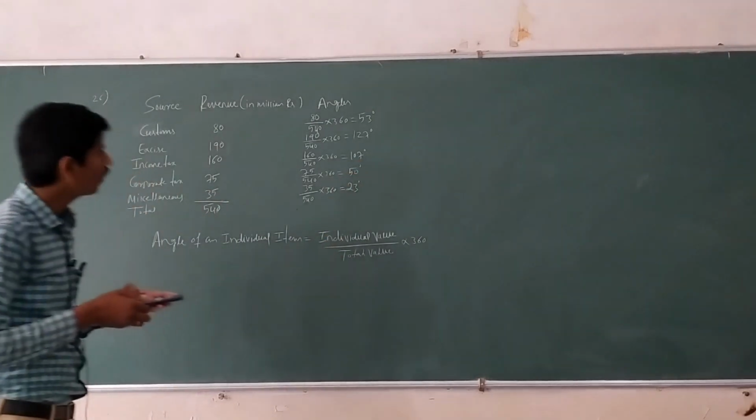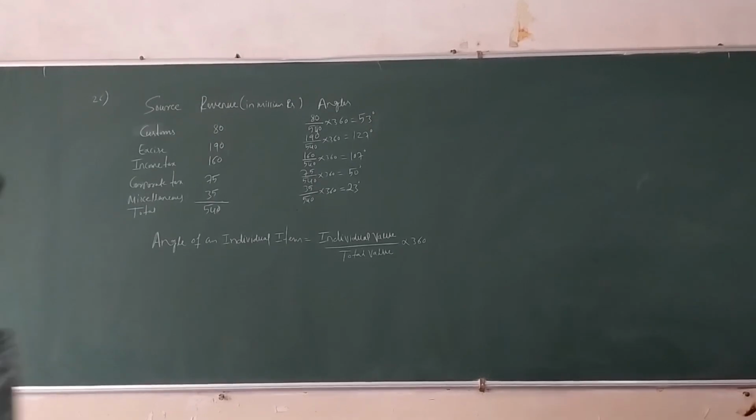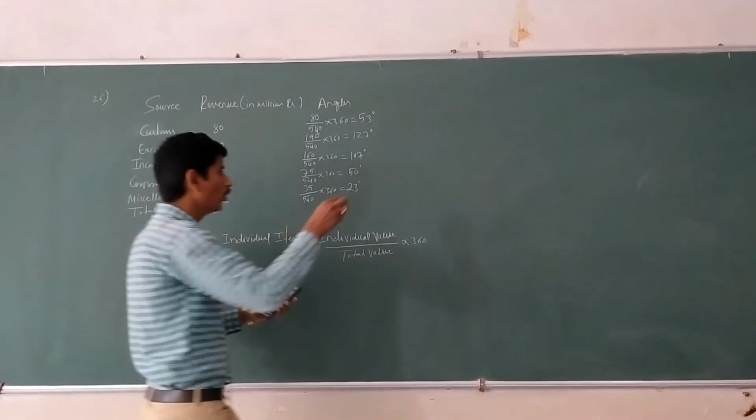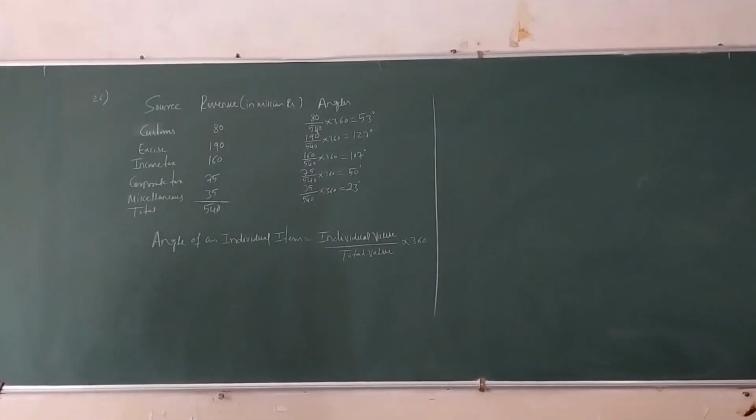Here you have to add all the angles: 53 plus 127 plus 107 plus 50 plus 23. Then we get exactly 360. The answer is that the total is 360. Next, we have to draw a pie diagram.